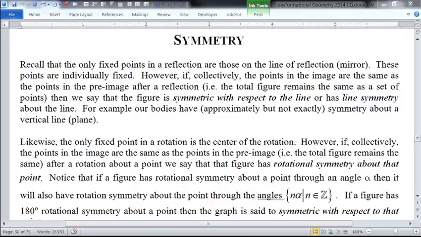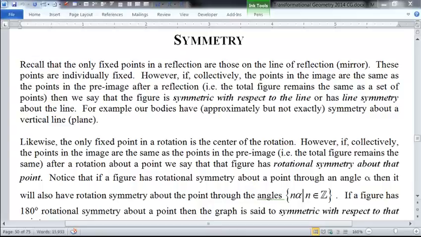Now we're going to be looking at the concept of symmetry. Remember that when we talk about transformations, we can talk about fixed points. A fixed point is a point where its image is the same as the pre-image. Basically, it's a point that's not moved by the transformation. So if you think about a transformation applied to the entire plane, then we can talk about the fixed points of that transformation. Of course, the identity transformation fixes the entire plane.